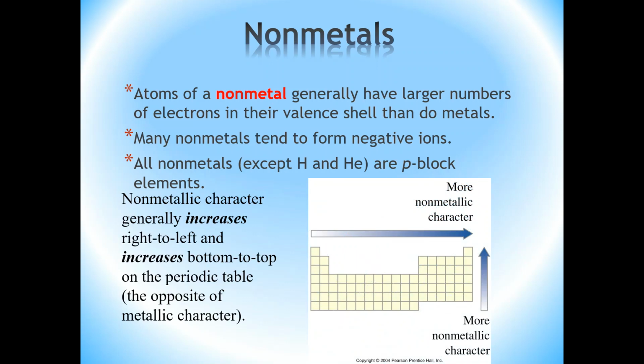And basically, the nonmetallic character trends in the periodic table are opposite to the metallic character trends. So therefore, going from left to right of any period, the nonmetallic character increases, and going from bottom to top of any group, the nonmetallic character increases as well.